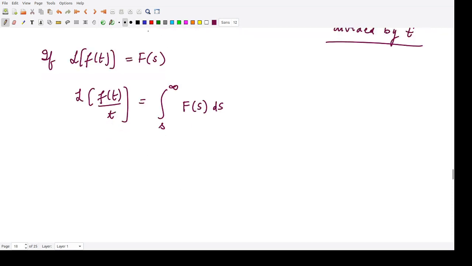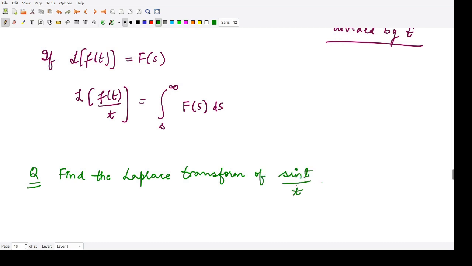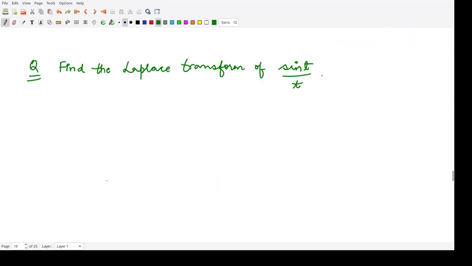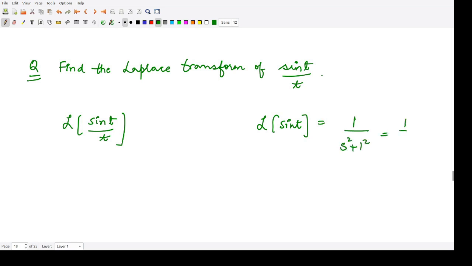So suppose we have this question. The question is, find the Laplace transform of sin t divided by t. So firstly we'll calculate the Laplace transform of sin t. What is the Laplace transform of sin t? This is nothing but 1 divided by s square plus 1 square, so that is 1 upon s square plus 1. So this is F of s.